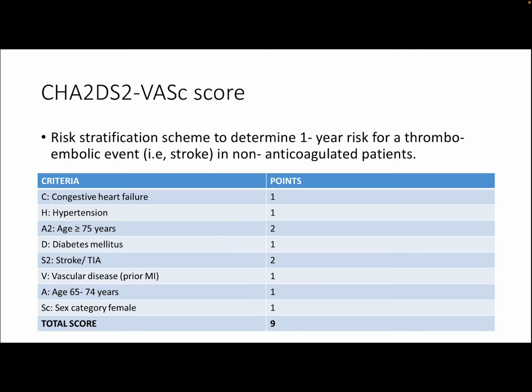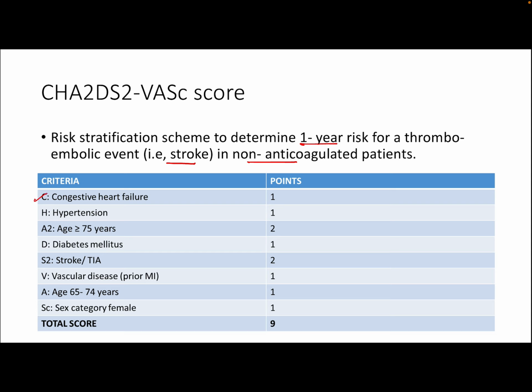Now, coming to a very important score, that's the CHA2DS2-VASc score. This is basically a risk stratification scheme to determine the 1 year risk for thromboembolic event like a stroke in a person who's not anticoagulated. Now this criteria, so I'll just spell out the criteria.